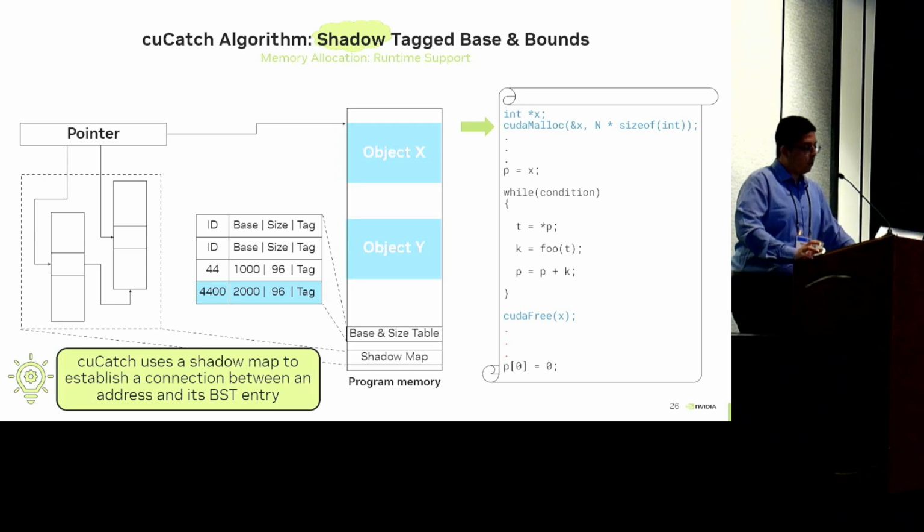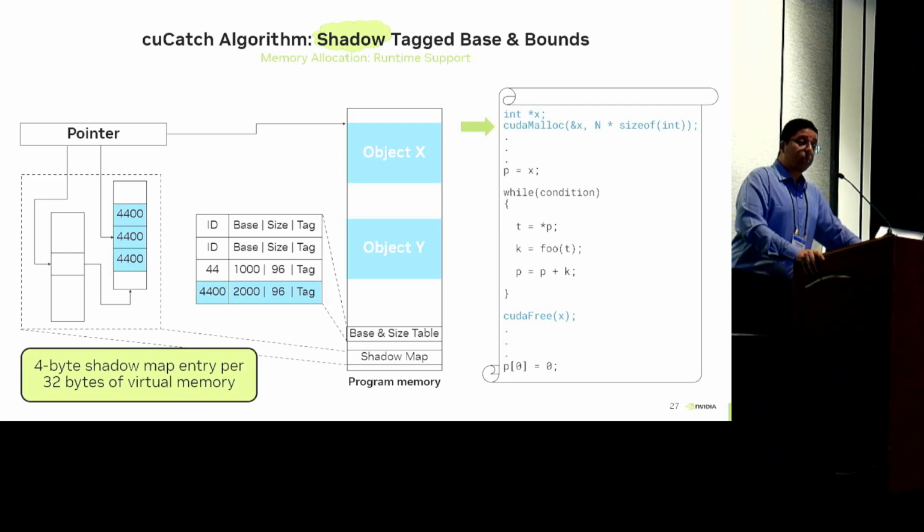We use a shadow map, which is a two-level data structure, to establish a connection between an address and its corresponding BST entry. It works more or less like a page table. Some bits of the pointer are used to index into a level 1 table that holds the address of a level 2 table, which is then going to be indexed using some other bits of the pointer to retrieve the ID of the BST entries that we would like to access.